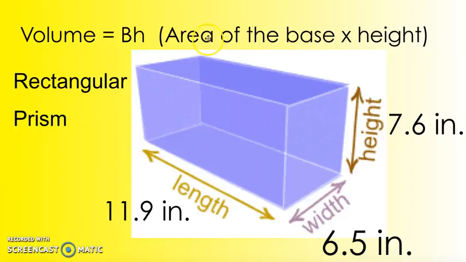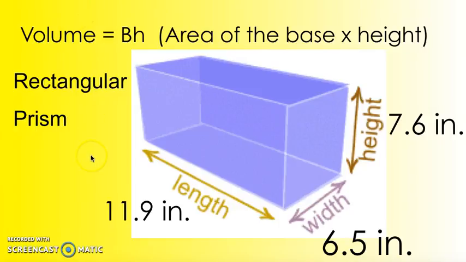In your notes, I want you to copy down this formula, because this is what you would see on a formula sheet to help you out. So the capital B stands for area of base, and the H still stands for height. Okay? And notice it's still lowercase h because it's just the height of the figure.